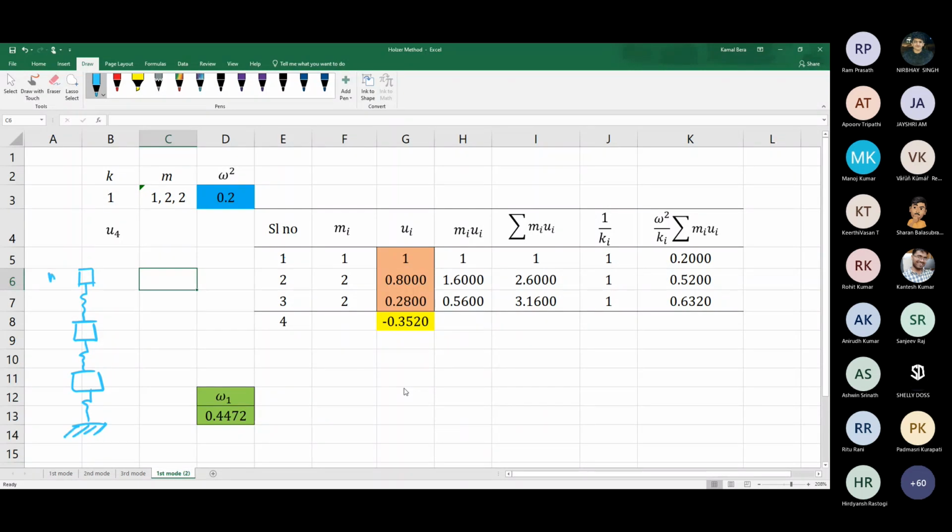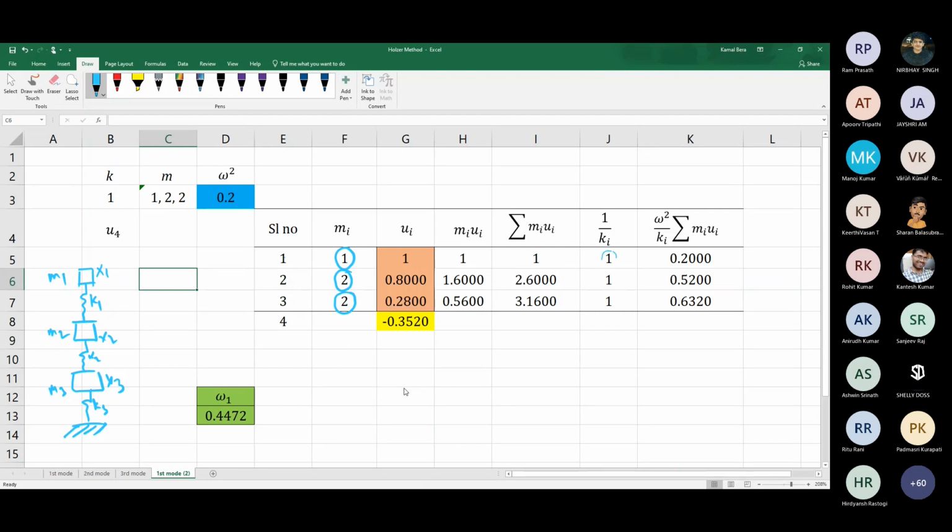The same problem we are handling: M1, M2, M3, K1, K2, K3. It has amplitudes X1, X2, and X3. So first mass 1, second mass 2, and third mass is 3. So mass is written here. Then 1 by Ki is written here.